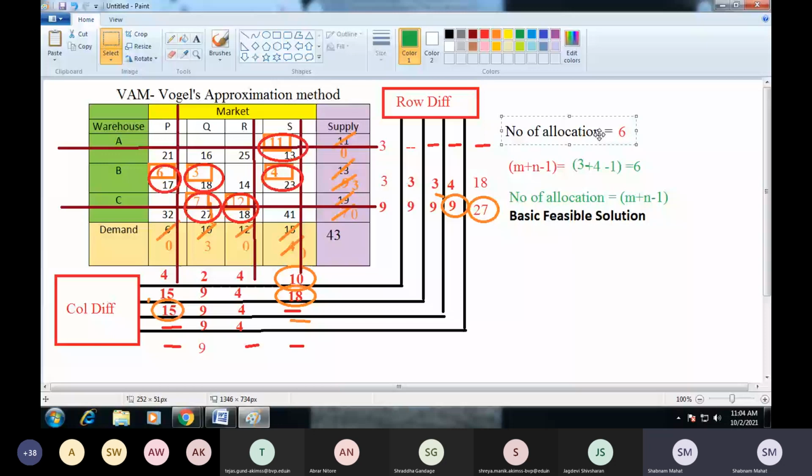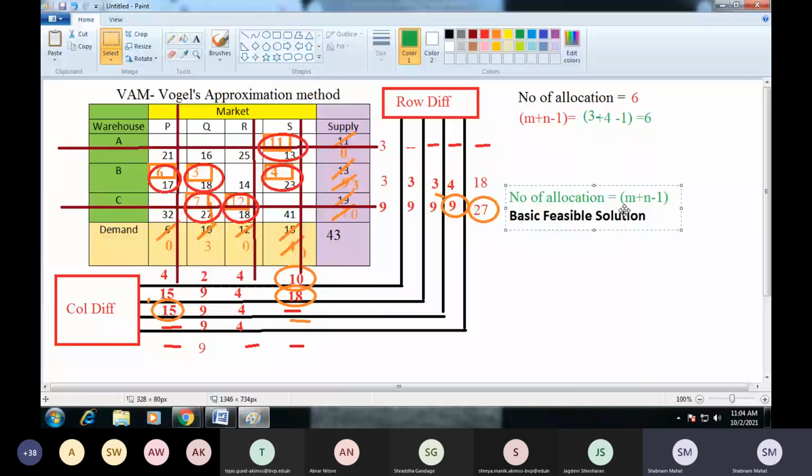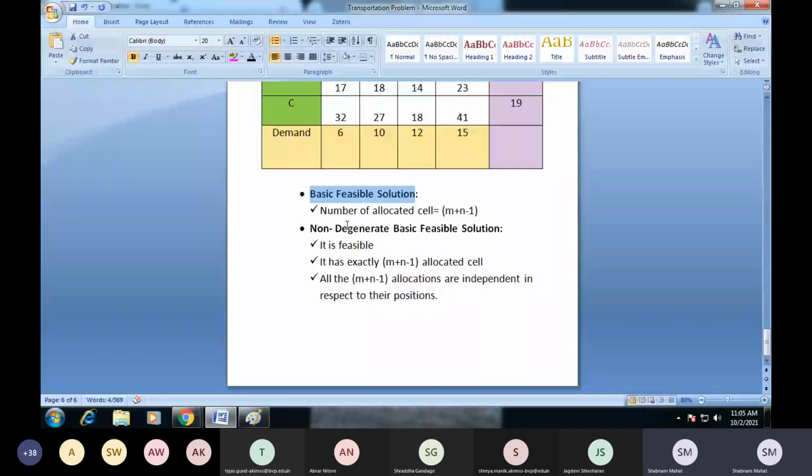Now we have to check, if our solution is a basic feasible solution, whether it is a non-degenerate basic feasible solution or not. What are the conditions for a non-degenerate basic feasible solution? First of all, our solution should be feasible. Is our solution feasible or not? Yes, it is feasible. Why? Because the number of allocated cells is equal to m plus n minus 1. So we have satisfied the first condition.